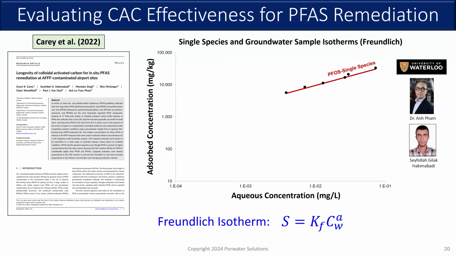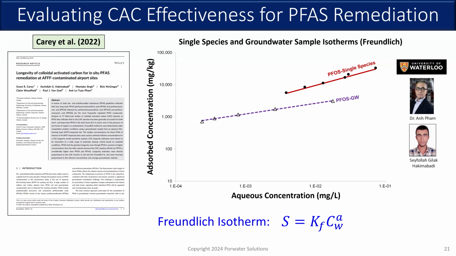This is a Freundlich isotherm, which plots as a straight line when you've got the x and y axes on a log-log scale. What we're looking at is an isotherm for what I call a single species solution. So it's basically water and PFAS mixed with activated carbon, and that's it. There's nothing else in that solution that competes with PFAS for adsorption sites on the carbon, so we get really effective adsorption in that case.